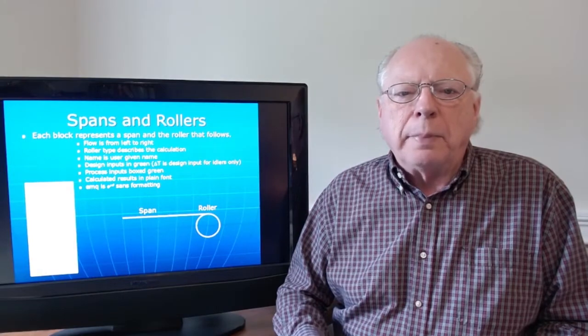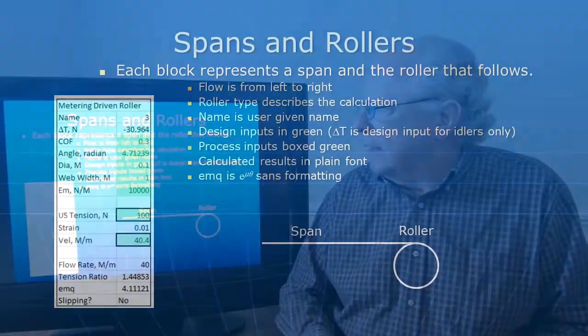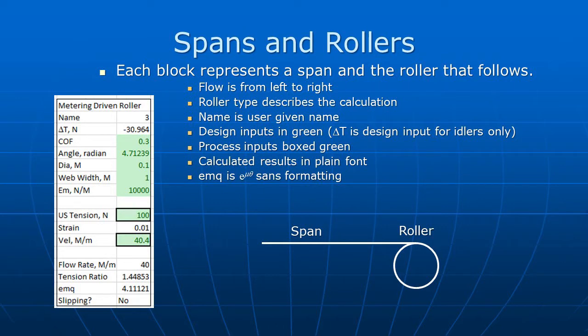Each block represents a span and the roller that follows it. The flow in the model is from left to right. Roller type describes the calculation. The name is user given, so you can call it whatever you want. Design inputs, as I've done it, are in green. You can use any color you want. For a driven roller, delta T is a calculated value. It's an input for idlers only. Process inputs, I have boxed in green, for tension and velocity in this case. Calculated results are in plain font. And EMQ is e to the mu theta without any formatting. I get lazy.